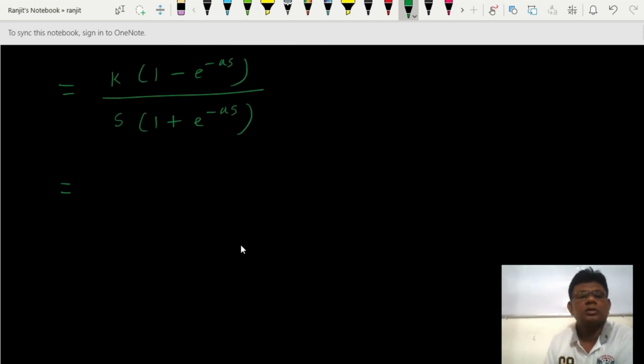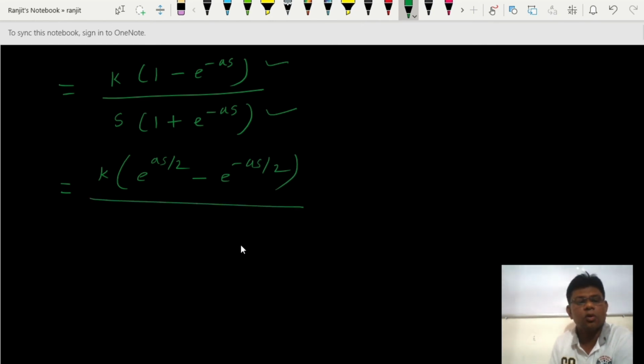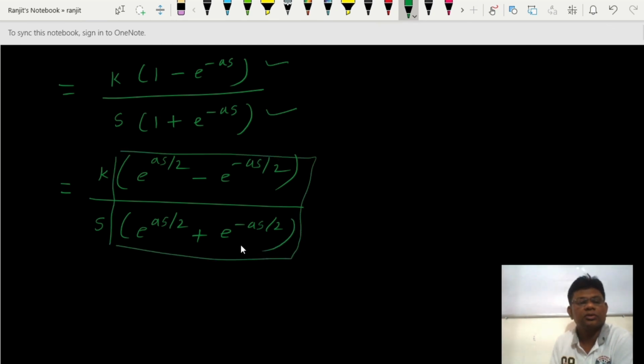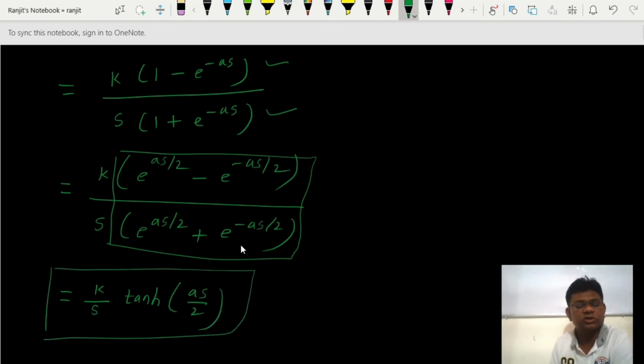Now multiplying numerator and denominator by e to the power as by 2. Here it is e to the power minus as by 2, upon s times e to the power as by 2 plus e to the power minus as by 2. And this part is tan h of as by 2. This is the required Laplace transform for the given periodic function.